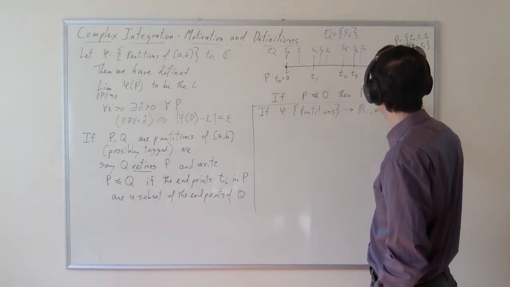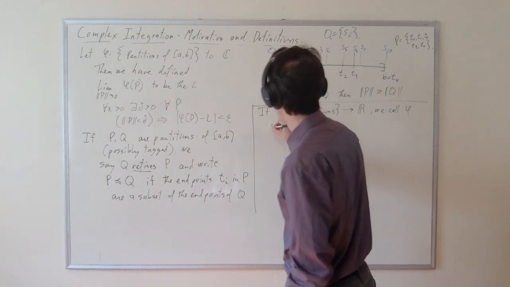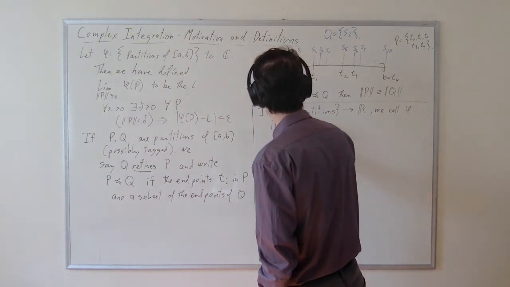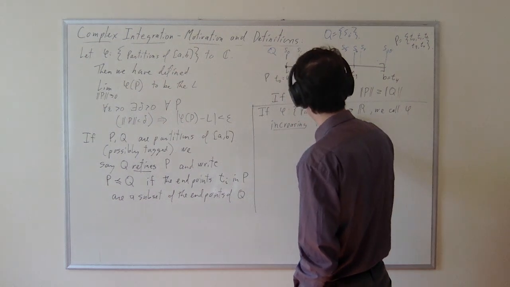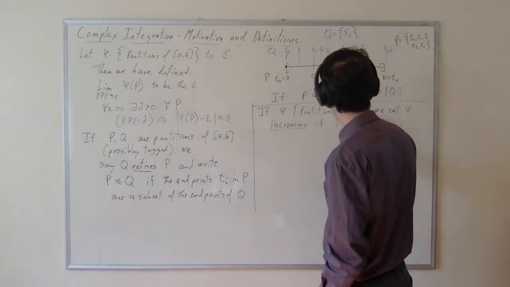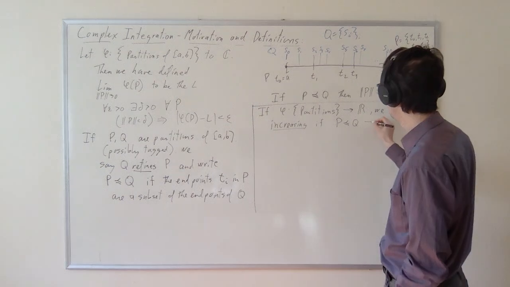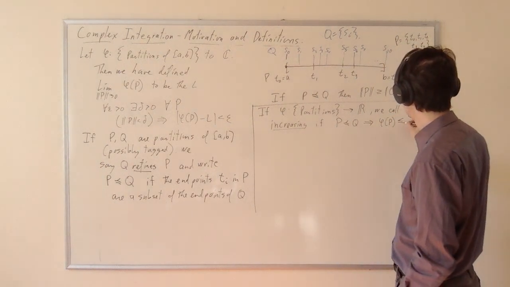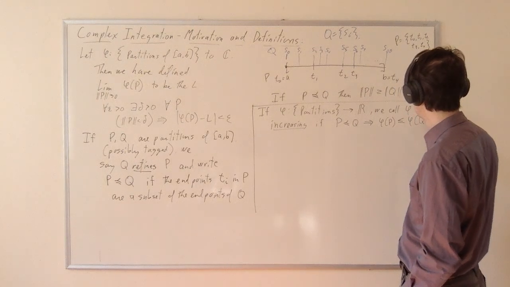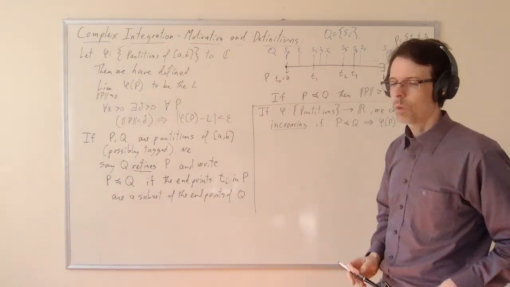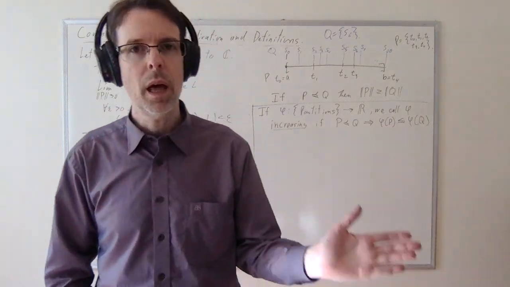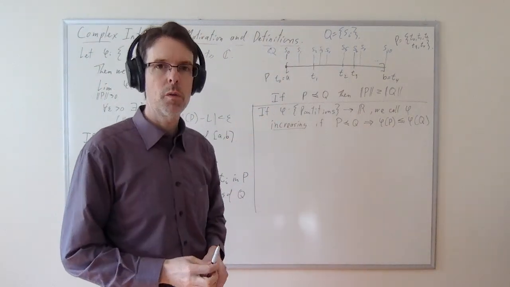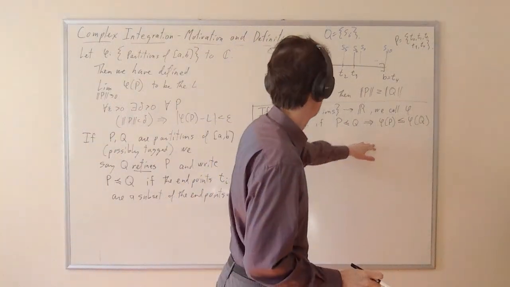So we call phi increasing, and this is weakly increasing, not strictly increasing. We call phi increasing if whenever Q refines P, then phi of Q is greater than or equal to phi of P. So if we have an order structure on the domain and an order structure on the range of the function phi, then we can talk about whether phi is increasing. And this is what it means for phi to be increasing.